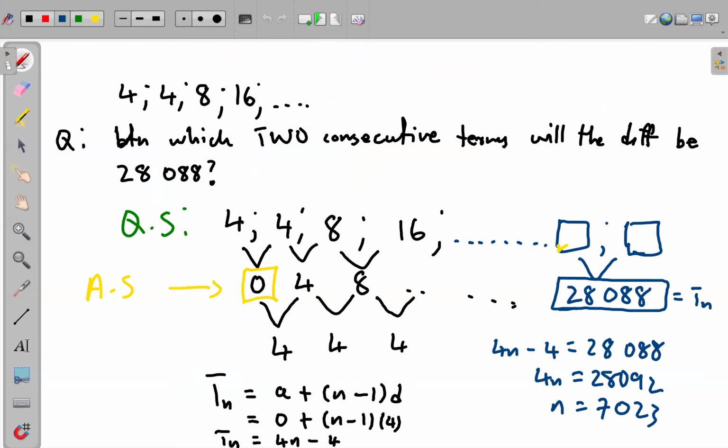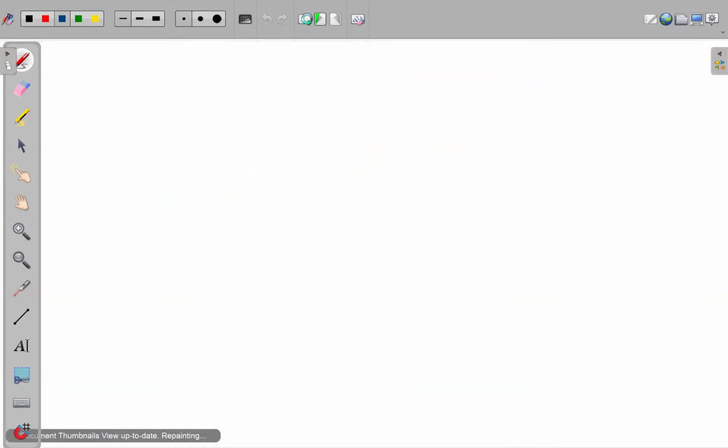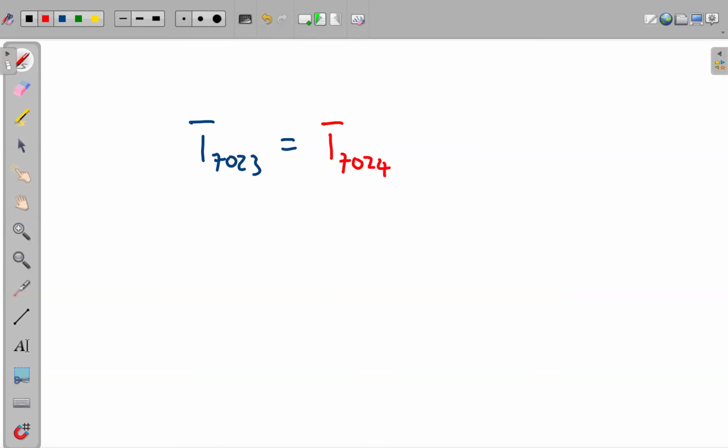I need you to understand this, because for us to answer this question fully, we will have to conclude the following, that, okay, term number 7023 is somewhere here. Let's maybe give an illustration. So term number 7023 of the arithmetic must be equal to what? The difference between term number 7024 and 7023 of the quadratic.